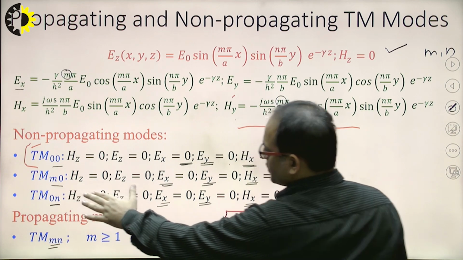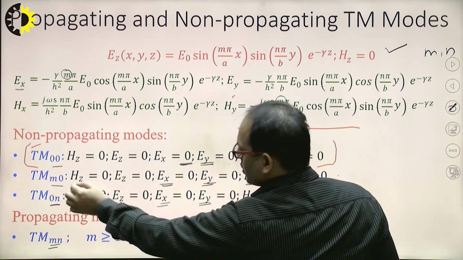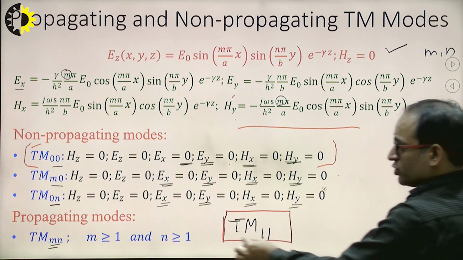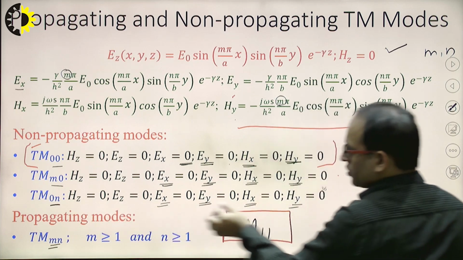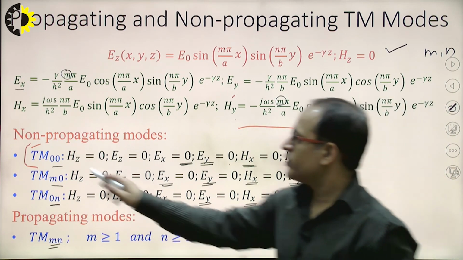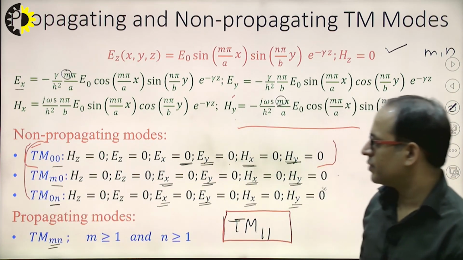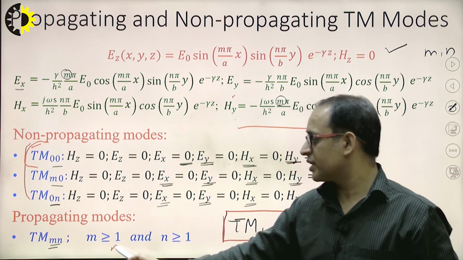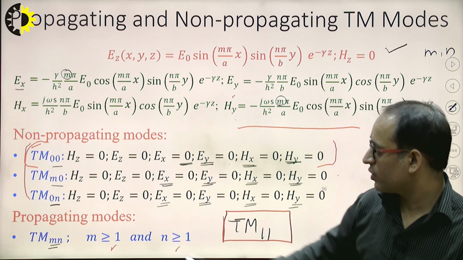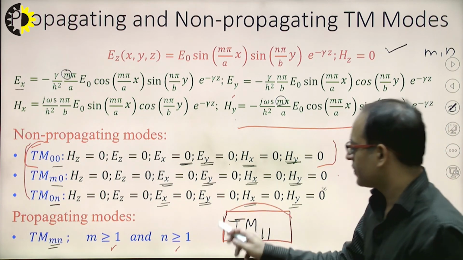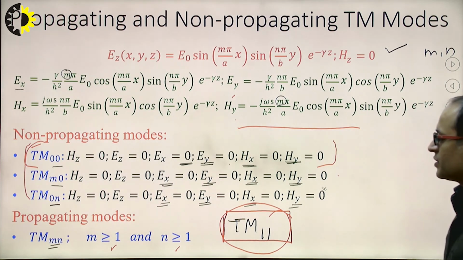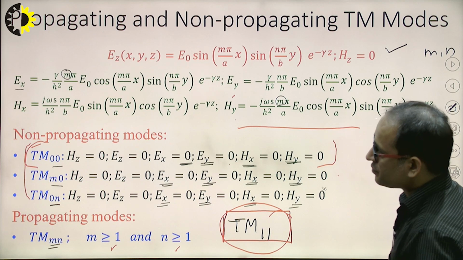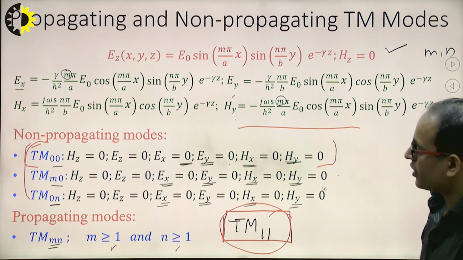Okay? Now similarly TM m0, if I put n equal to 0, any of the equations all come out to be 0, means these are modes which will not propagate inside the volume, and only TM mn modes will propagate when m and n are greater than 0. So TM11 is the lowest mode which propagates inside the rectangular waveguide.